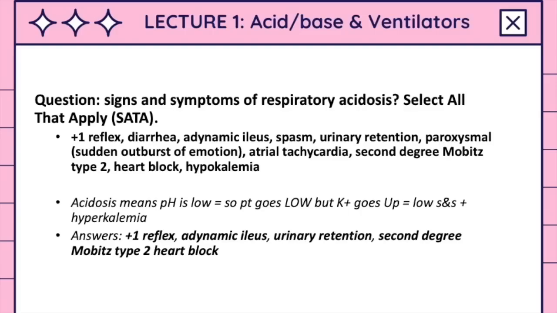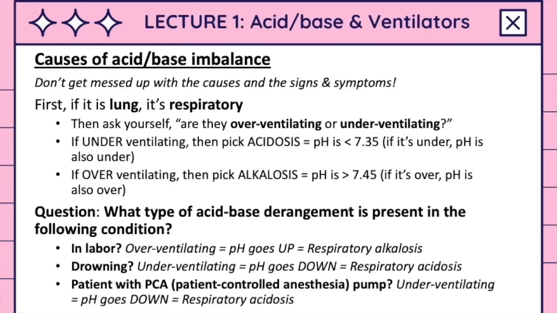Okay, let's go to the next page. Causes of acid-base imbalance. Causes. What they'll do is they'll give you a scenario, and they'll say, this is what's happening to your patient. And then they'll say, what acid-base disorder would result from this? Do you see they're flipping it around. Instead of saying, what sign and symptom will the acid-base imbalance cause, they're asking, what will cause the acid-base imbalance?